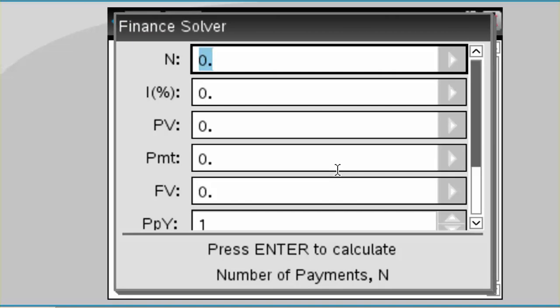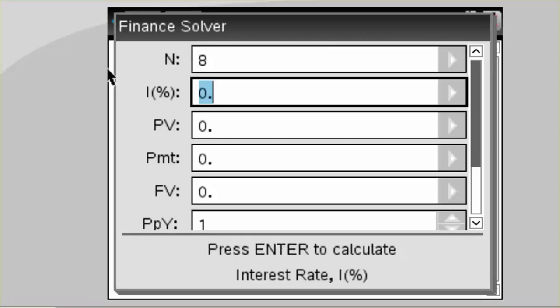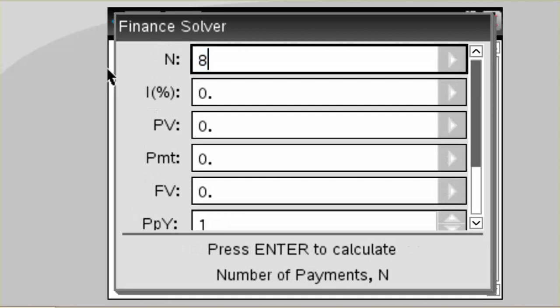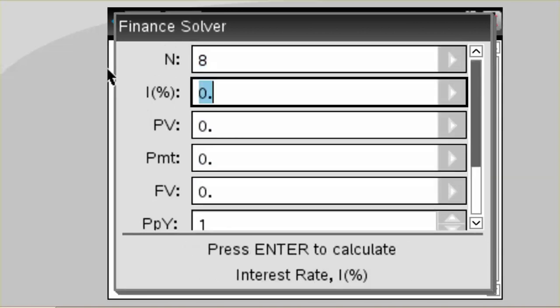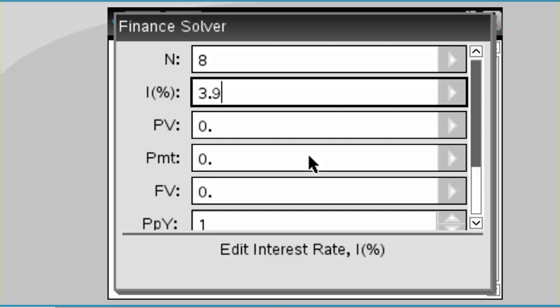Okay, N. So as we read the question, after 2 years, and it was compounding quarterly. So here I write 2 years, and there's 4 quarters each year. So 2 times 4, or you can just type in 8. It said in the question the interest rate of 3.9%. So we have 8 for N and 3.9% from the question.